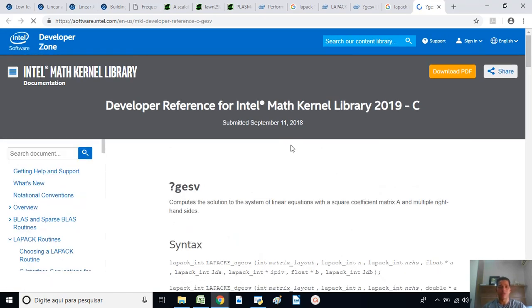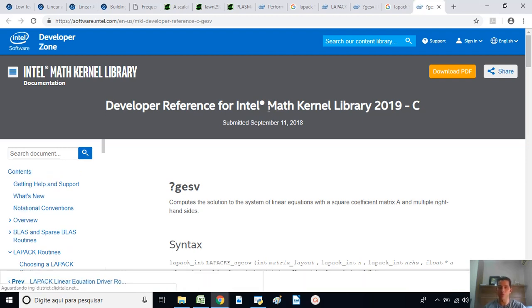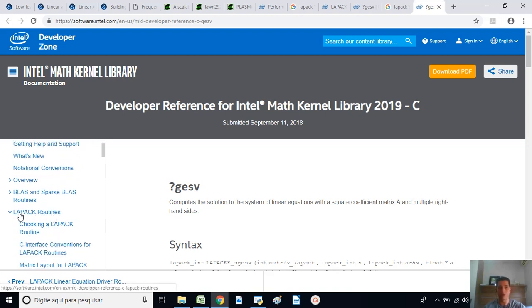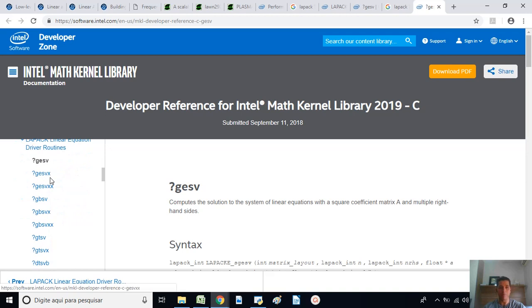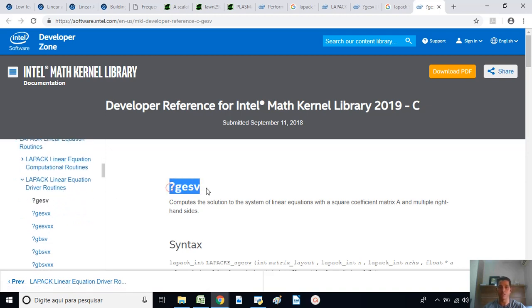Well, we're here on the Intel site. I'm going to explain later, probably in the next video or two videos ahead, what MKL is, the Math Kernel Library. For Intel, very important to know. But the most important thing here is that MKL uses LAPACK to solve systems of linear equations. So let's take a look here. We are in LAPACK routines, LAPACK linear equation routines, LAPACK linear equation driver routines. So we find the routine we wanted. You could use it for the solution of a system of linear equations with a square coefficient matrix and multiple right-hand sides.